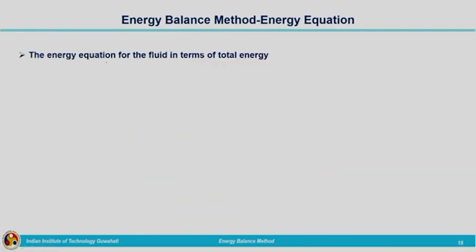Now, we need to write the energy equation for fluid in terms of total energy. In the case of the energy equation, what will be the extrinsic property? The extrinsic property will be the total energy, and that total energy will be substituted in the Reynolds transport theorem, and we will get the energy equation. The derivation of the energy equation we have done in the first module itself. That equation I am taking over directly here.